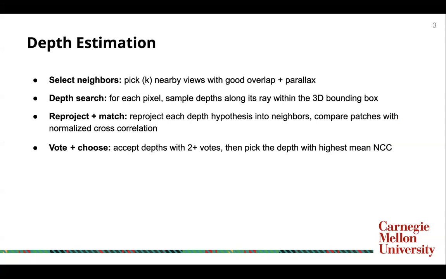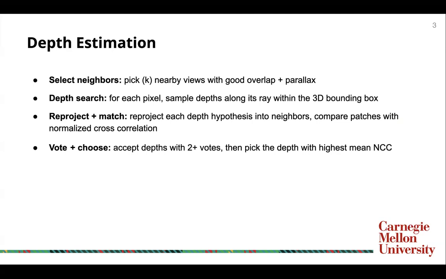For per view depth estimation, I start by selecting a small set of neighboring views for each reference image, chosen to balance overlap with enough parallax to estimate depth. Then for each pixel in the reference image, I sample candidate depth along the viewing ray, but only within a 3D bounding volume. And this is important because it limits the depth range and it also makes the search more computationally feasible.